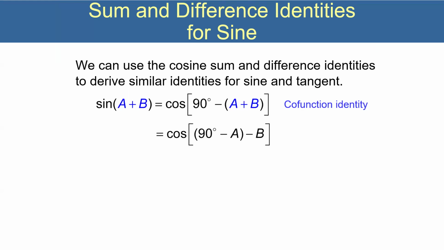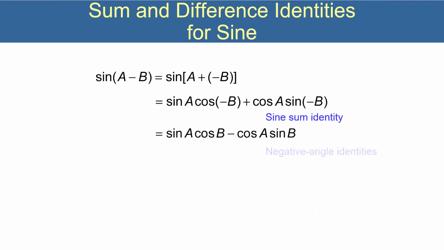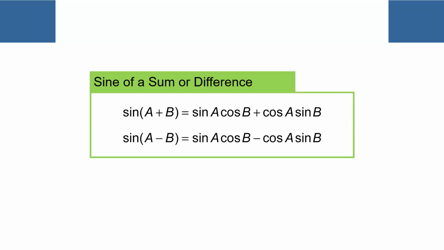So we end up with cosine of 90 minus A minus B. And then we can substitute in more values. Once you come down to the end, the final identity, I'm going to get to it, is this. That's what you're writing down, by the way, not that stuff. I just wanted you to see the proof for a little bit.